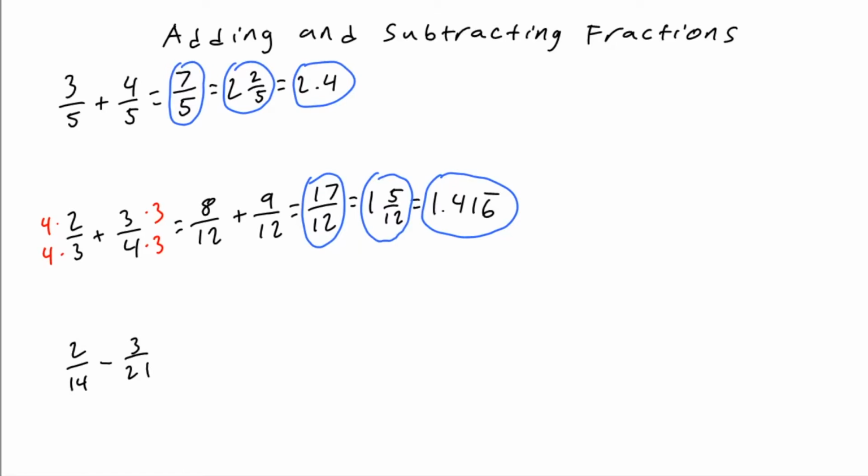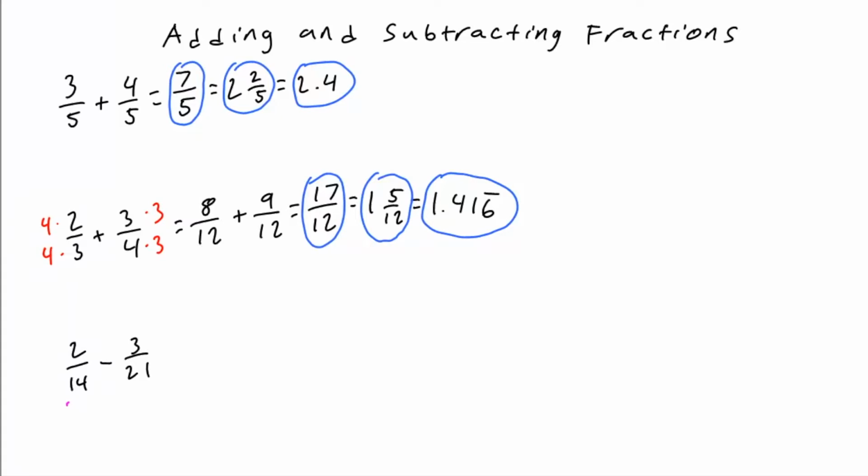Alright, and then the last one, 2 over 14 minus 3 over 21. Well, you could say 14 times 21 and get that for our common denominator, but that's a really big number. And also, you always want the least common denominator, the smallest common denominator, so you won't have to reduce as much at the end. What number can 14 and 21 both multiply into? Again, that might be tough to figure out. Let's think about what gives us 14 and 21.